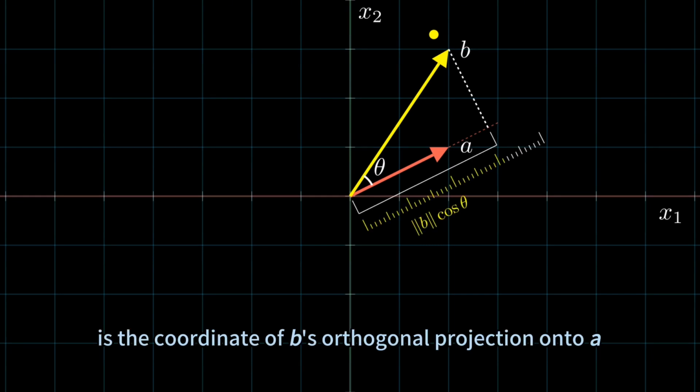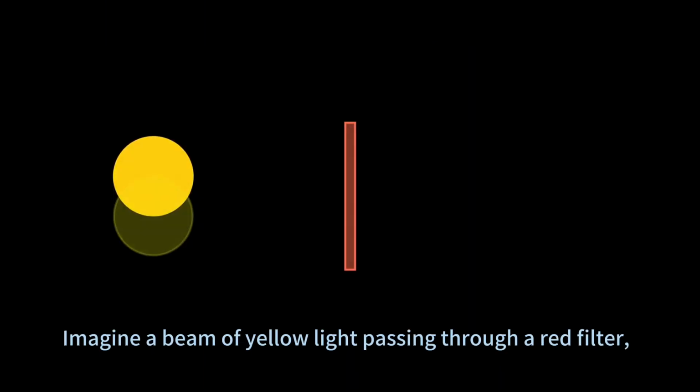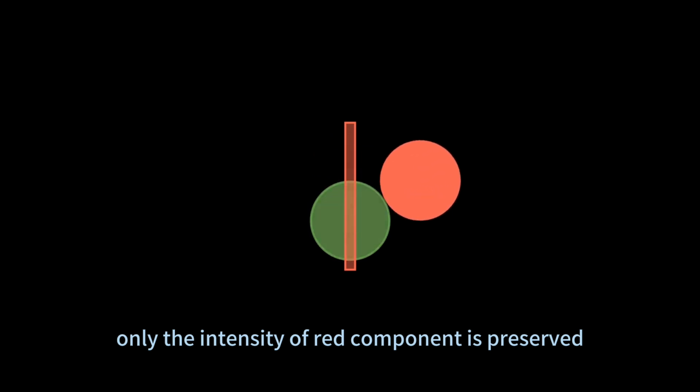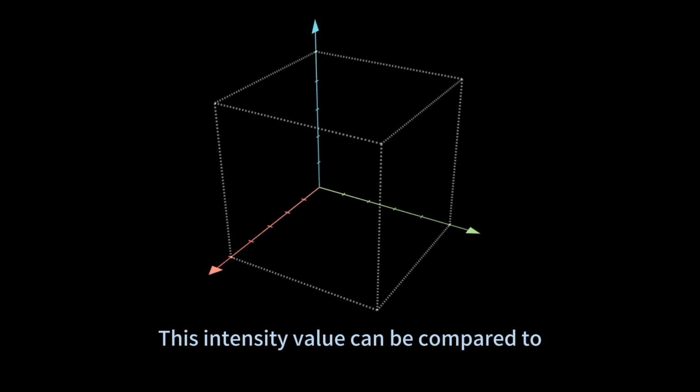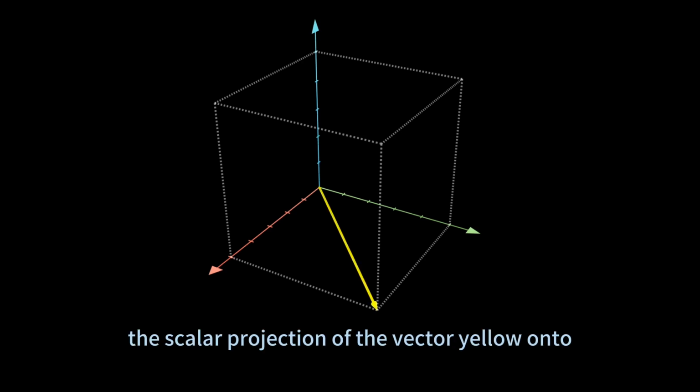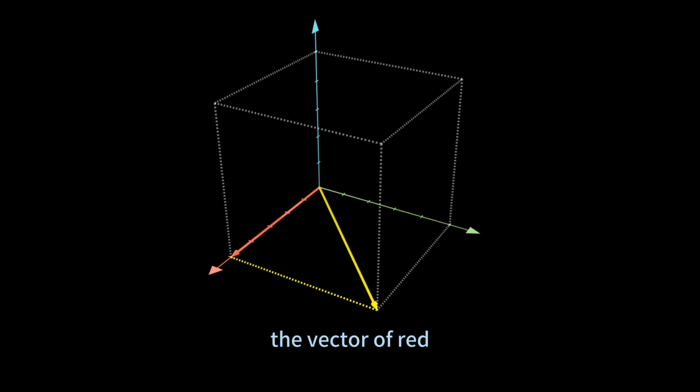Imagine a beam of yellow light passing through a red filter. Only the intensity of the red component is preserved. This intensity value can be compared to the scalar projection of the yellow vector onto the red vector.